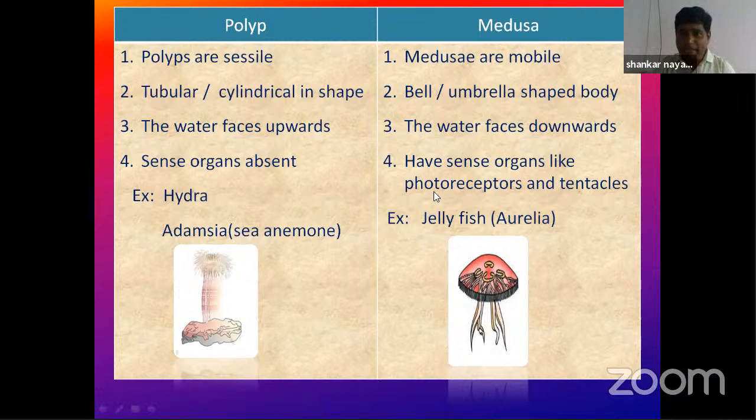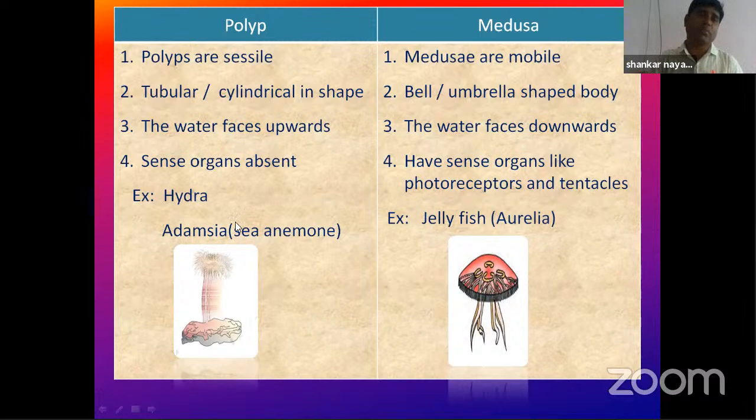This is bell or umbrella shaped. You can see this is an umbrella shaped body form. And the mouth faces upwards in these animals when it's in polyp stage. So the mouth faces downwards in Medusa. The sense organs are absent in polyp. Here sense organs are present. Okay, photoreceptors and tentacles are present in Medusa form.